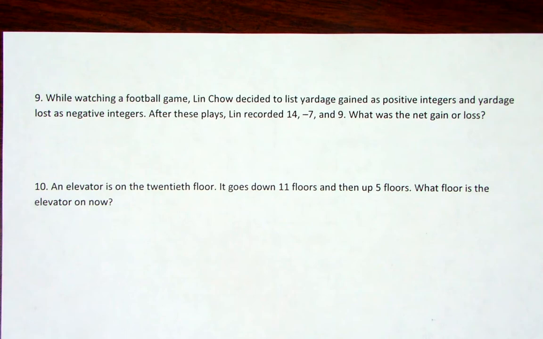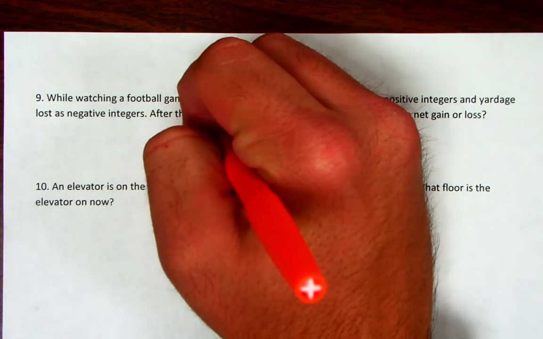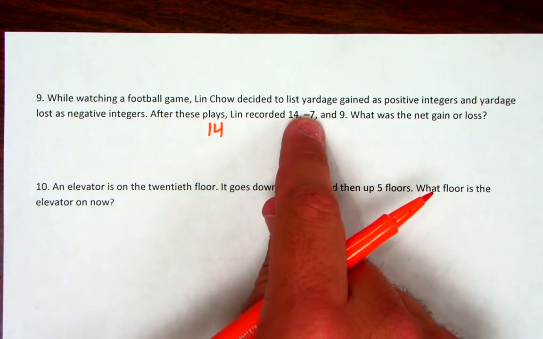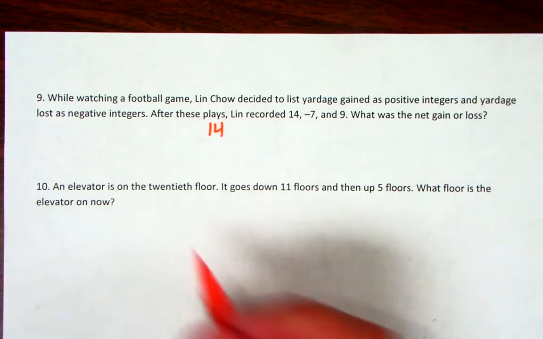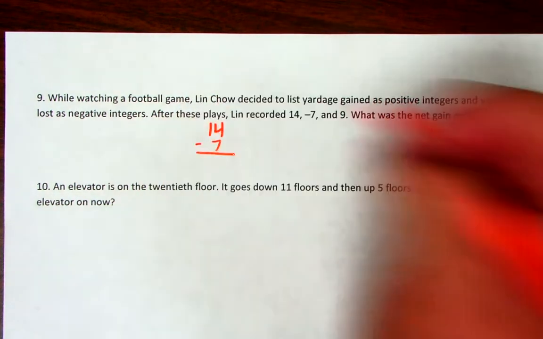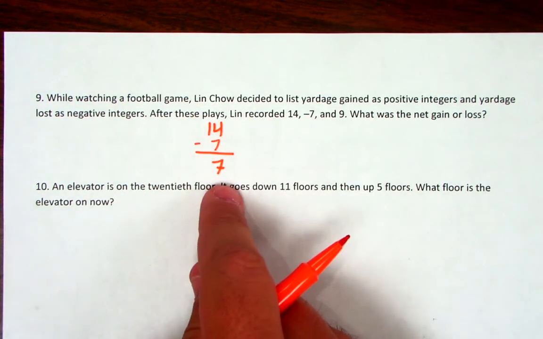Well, let's see. I'm going to relate this to the Cowboys, even though we're terrible this year for some reason. So Zeke Elliott, he rushed the ball for 14 yards. That's a positive gain. Well, then Dak Prescott did his normal stuff and he got sacked. He lost 7 yards. So we take the 14 that we gained, but we lost 7 of it because he got sacked. So far we've gained a total of 7 yards.